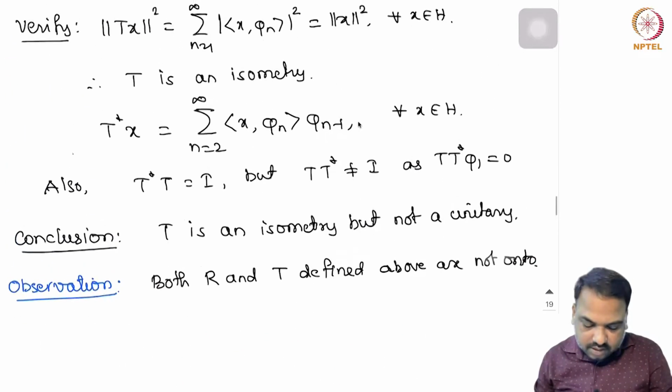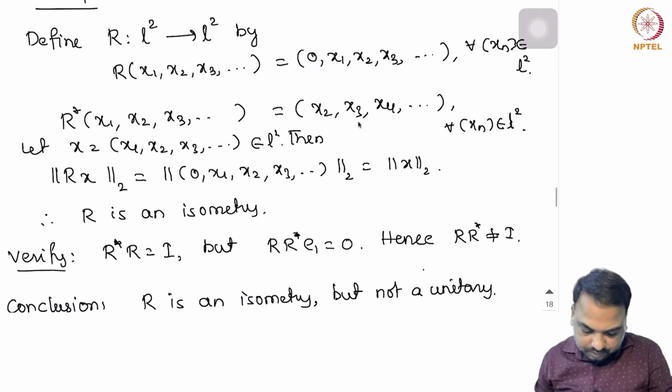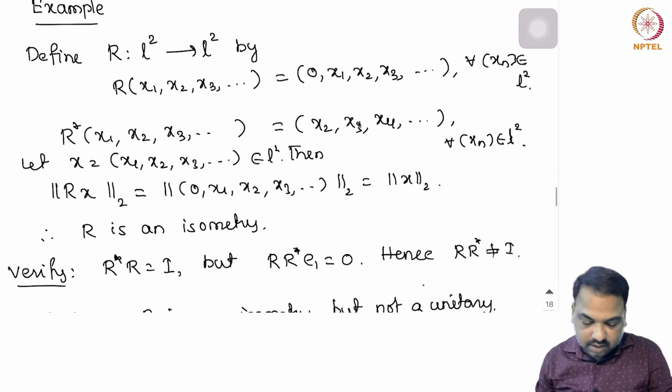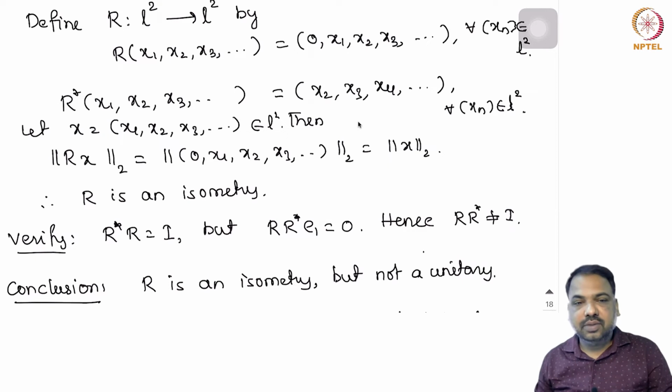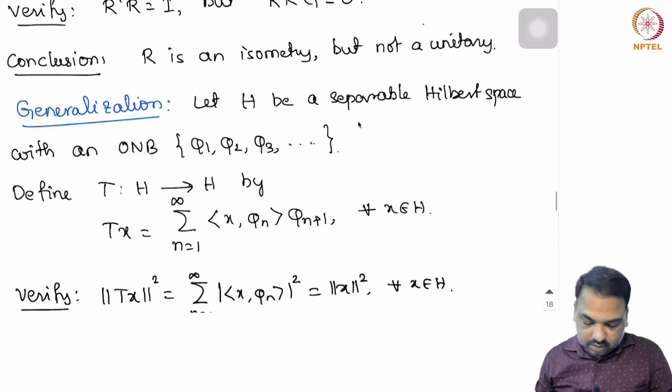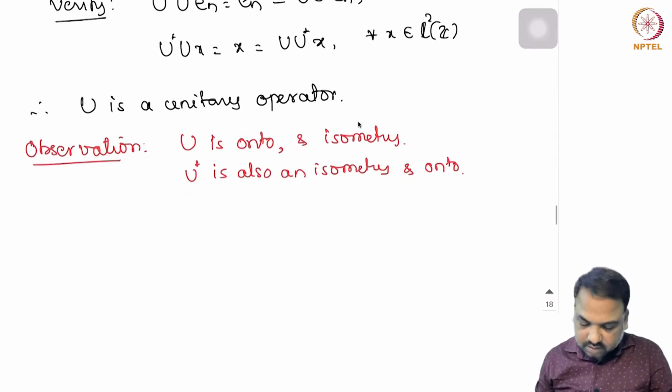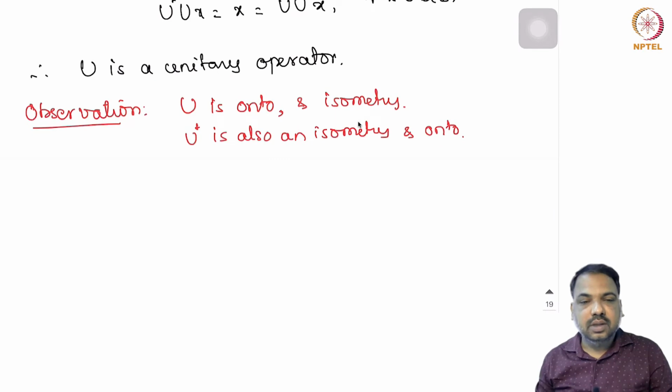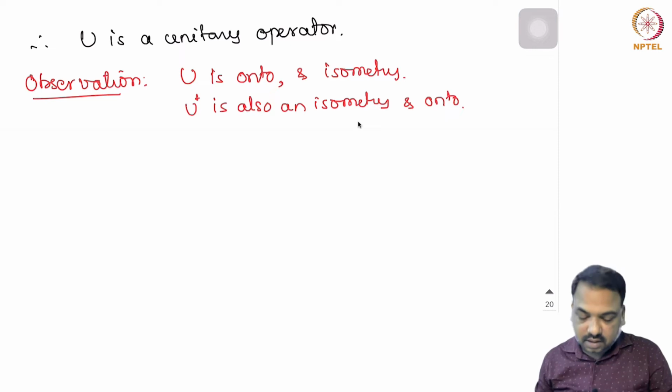But if you look at the earlier example, the right shift operator R on L2 is an isometry, but its adjoint, R star, is not an isometry. And we have already observed that R is not onto. So from these two observations and with these two examples, we can get an idea that there is a lack of surjectivity in an isometry, which makes it an isometry but not unitary. Now the question we can ask is: what are all the characterizations of unitary operators?